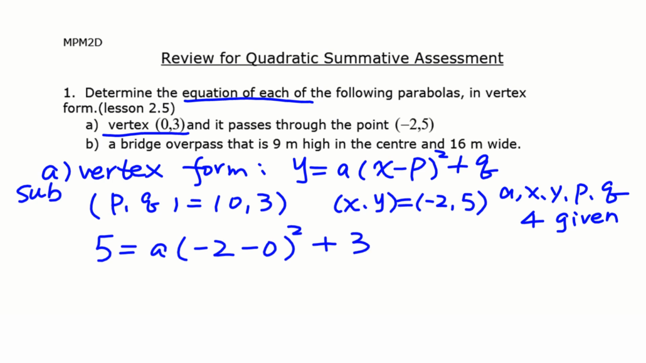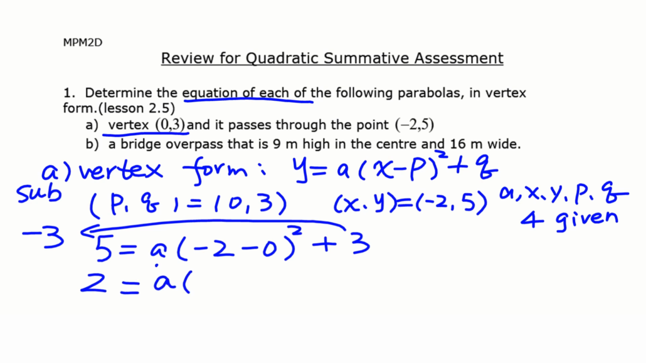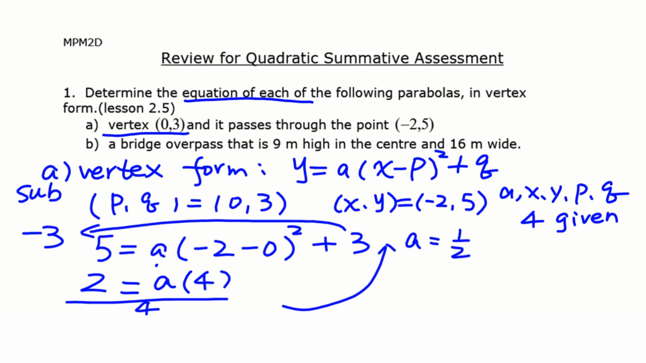Then in this equation, you have only a unknown. So we are going to move the numbers to the other side by doing opposite operation to solve for a. So 5 minus 3 gives you 2. 2 minus 0 squared gives you 4. Then move the 4 to the other side is division, so you have a equals 1/2.